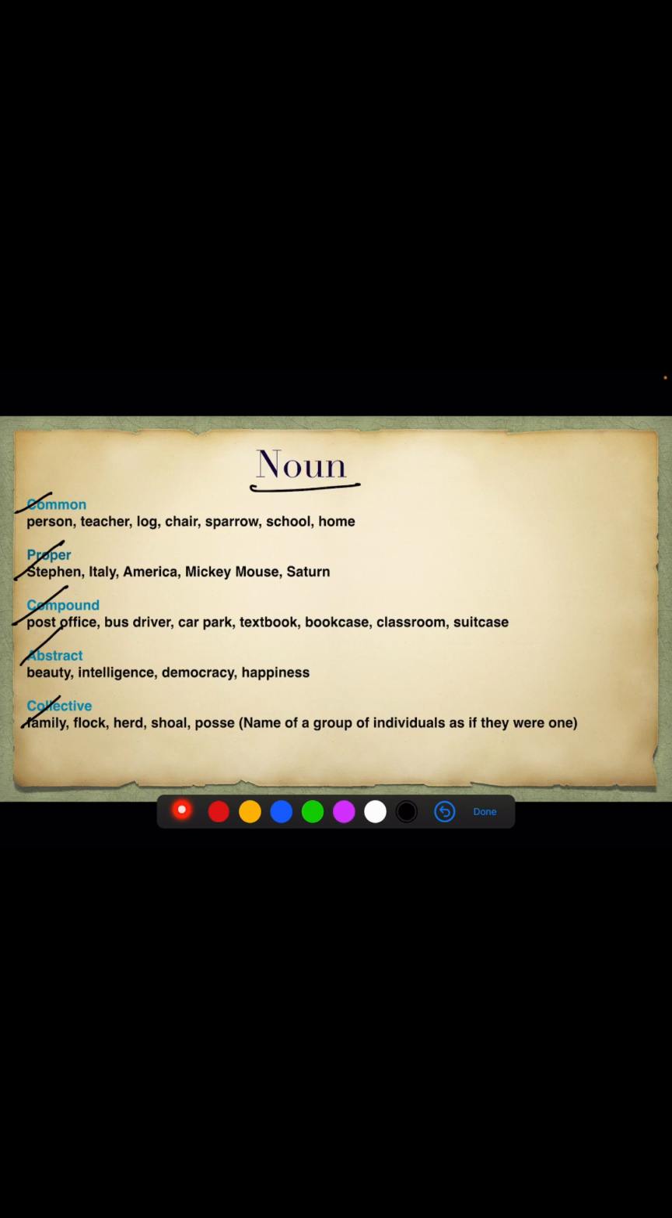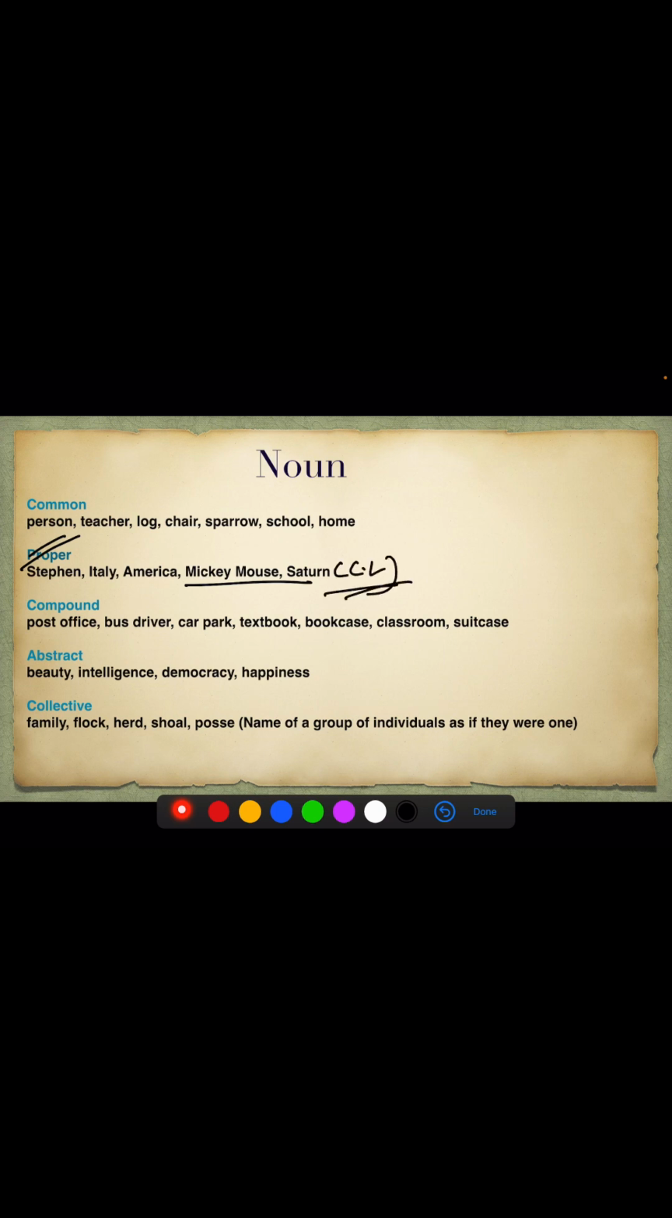So a common noun is a type of noun that is used for general, non-specific people, places, things and so forth. There are some examples of common nouns here, and common nouns are not capitalized unless they appear at the beginning of a sentence. The second one is the proper noun. A proper noun is just the opposite of a common noun. A proper noun is used to name specific individuals. As you can see in some examples here, Mickey Mouse, Saturn, they are always written with a capital letter.